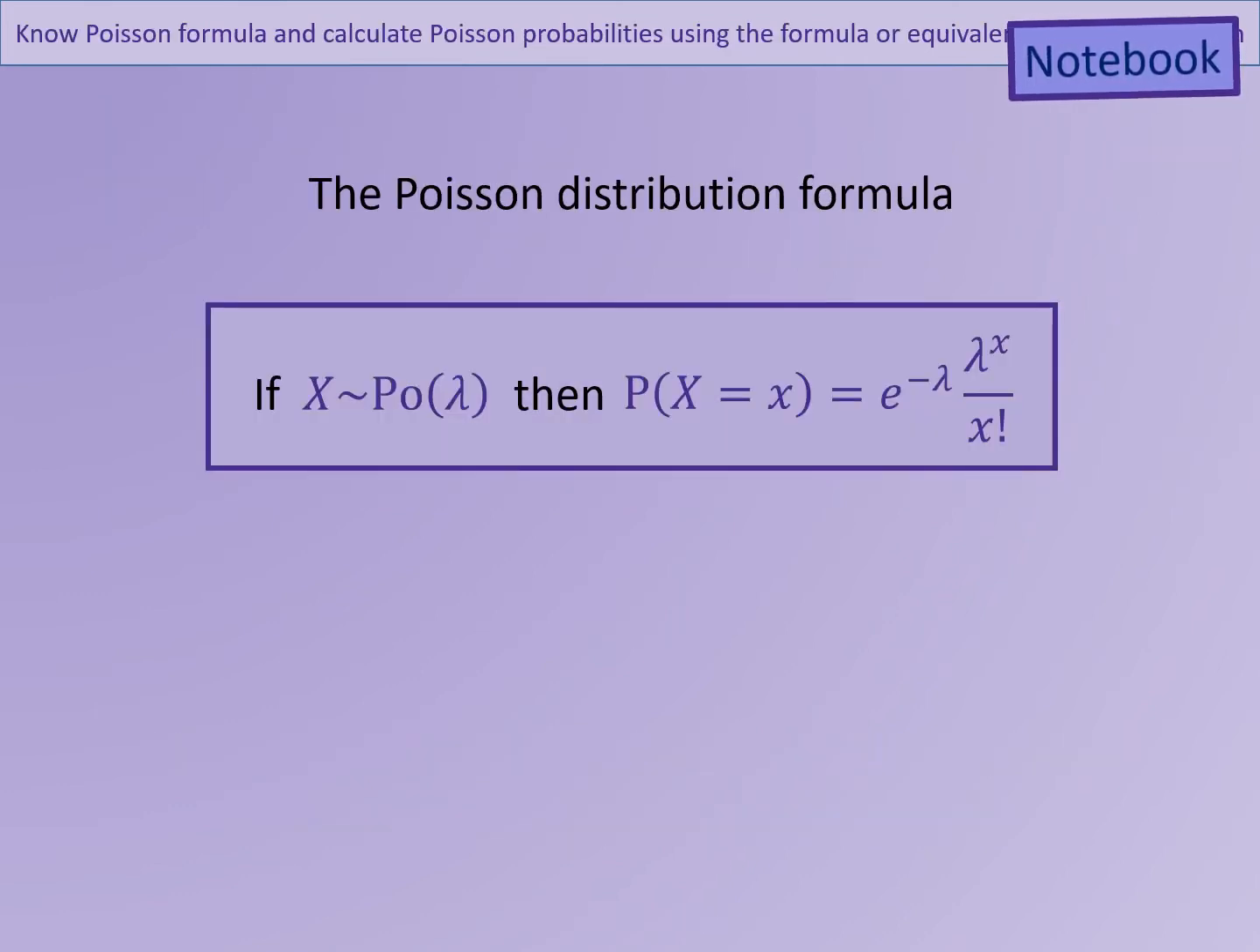This formula can be used to calculate probabilities of an event happening a certain number of times in a given time interval. If X is modelled using a Poisson distribution where the average rate of the event occurring in that time period is lambda, then P(X = x) means the probability of the event occurring exactly x times in that time period, and it can be calculated using this formula: e to the power minus lambda multiplied by lambda to the x over x factorial.